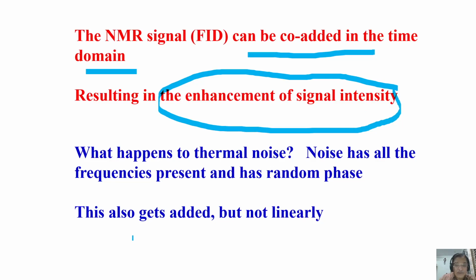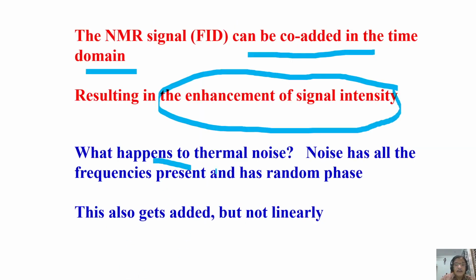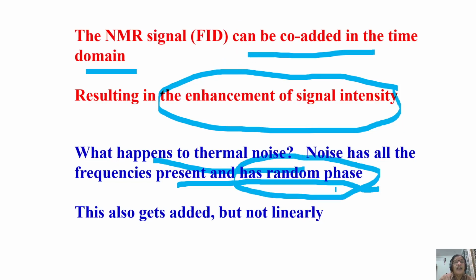But you may also ask me a question. What happened? There will also be thermal noise. Noise will invariably be present. Generally, we will have white noise. White noise is the one which has all the frequencies. So, what to do? Noise has all the frequencies present and has random phase, whereas the peaks are always in phase. They get added up. Co-addition of this is easy, whereas noise cannot be added up in phase. They are random in phase.